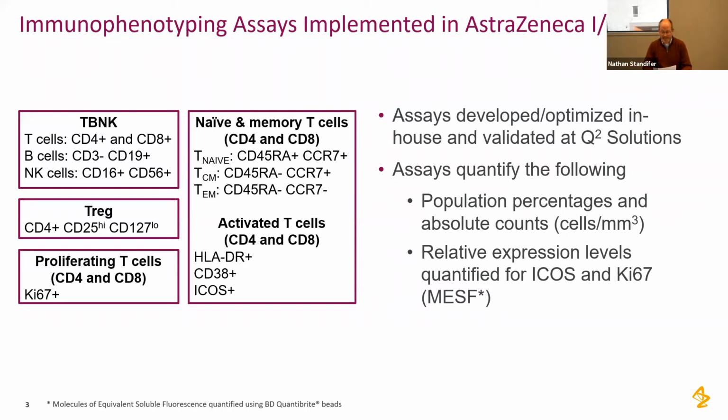Importantly, results of these assays can be reported as both population percentages and absolute cell counts in cells per cubic millimeter of blood. In addition, we monitor relative expression levels of ICOS and the proliferation marker Ki67. And we do this by recording the molecules of equivalent soluble fluorescence, using quantification beads to quantify fluorescence.